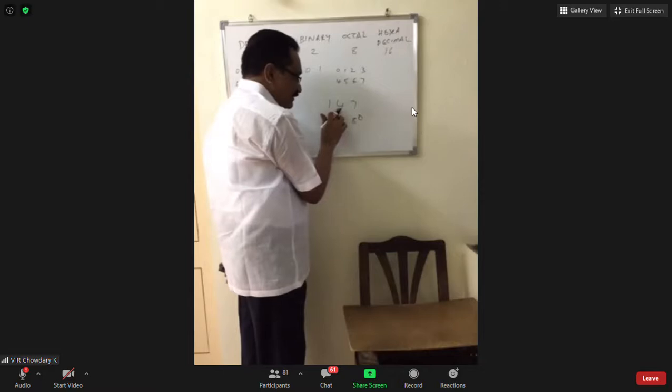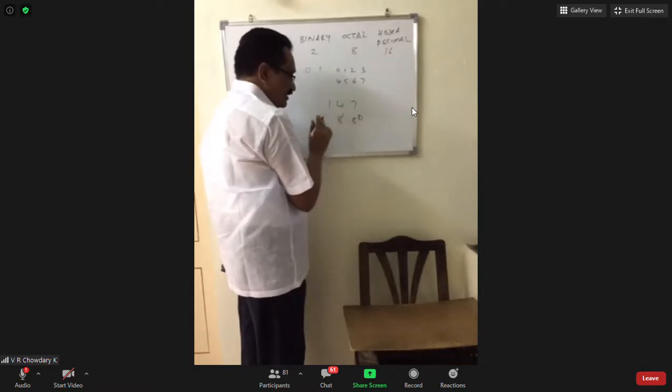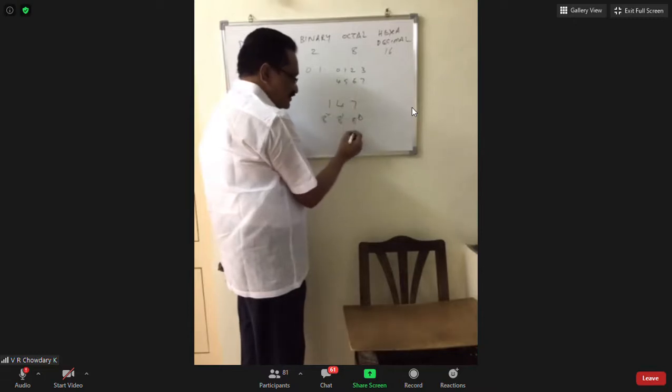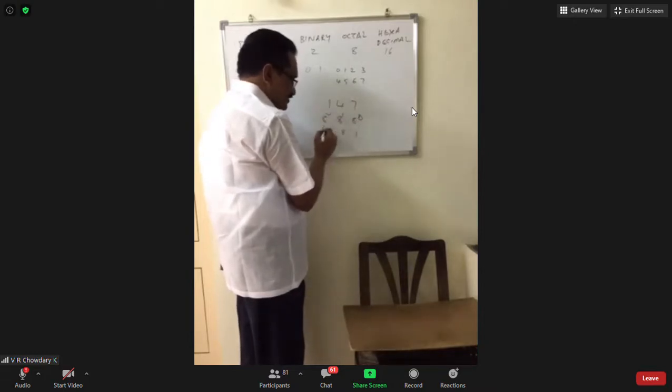What is the weight of this digit coefficient? 8 to the power of 1. What is the weight of this digit coefficient? 8 to the power of 2. 8 to the power of 0 means 1. 8 to the power of 1 means 8. 8 to the power of 2 means 64.